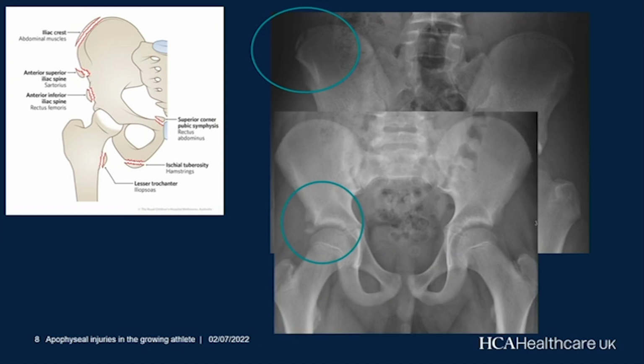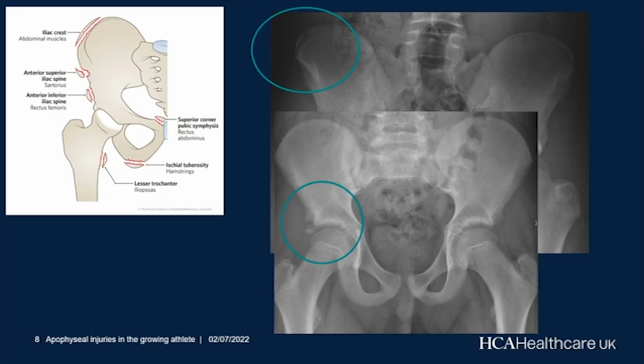This is a very common one we see in the UK, given our love of the game, football, where you've got a rectus femoris injury here. So the rectus femoris muscle has pulled on the anterior inferior iliac spine and caused an avulsion injury here. So this is a very important one not to miss, actually.